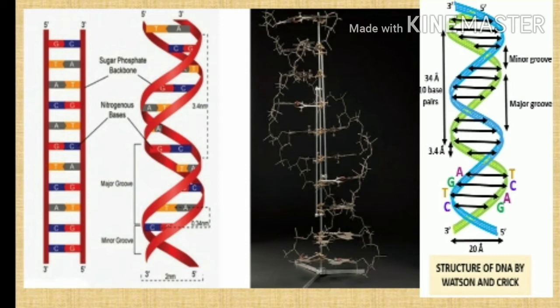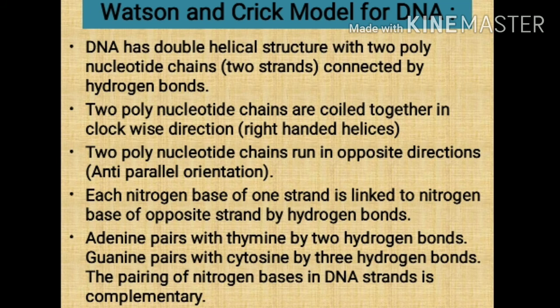The two polynucleotide chains are coiled together in a clockwise direction. They are helically coiled in a right-handed helix. As per the Watson-Crick model, DNA is a right-handed helix.